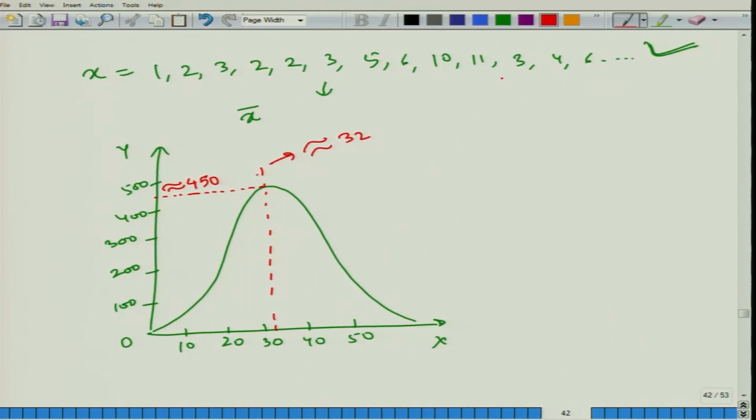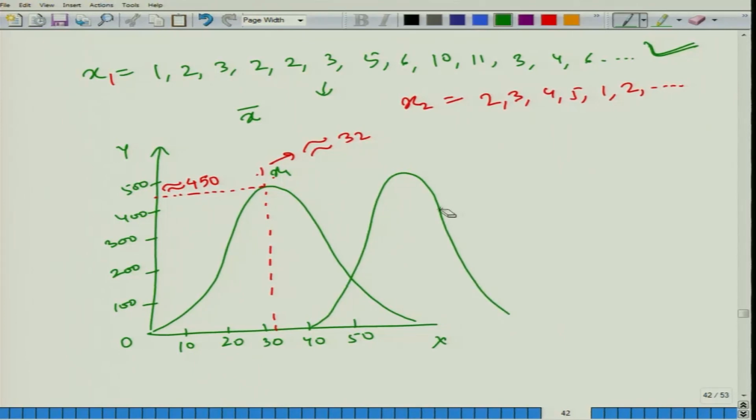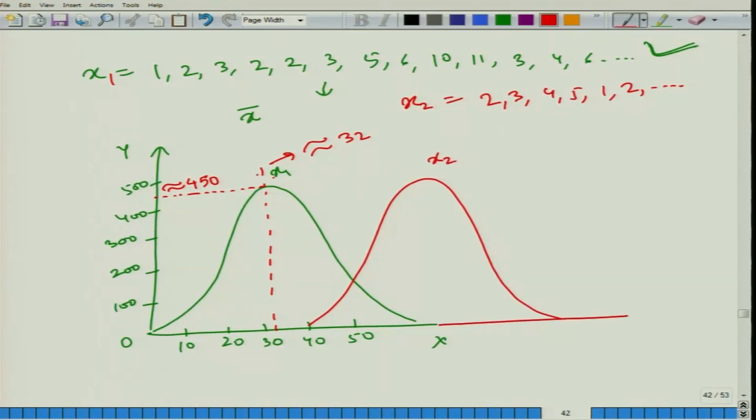On the other hand, suppose I gave you two distributions. This one was x1. Now if I have x2, again some random numbers 2, 3, 4, 5, 1, 2 and so on, and I asked you which of these two data sets is larger and which one is smaller, again it would be difficult. But suppose we plotted x1, and another distribution in a different color, suppose this is x2. Then if I asked you which data set has larger values, you would very easily tell me that x2 is greater than x1. In fact, it is way greater than x1.